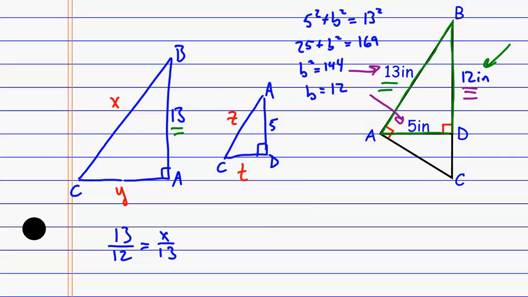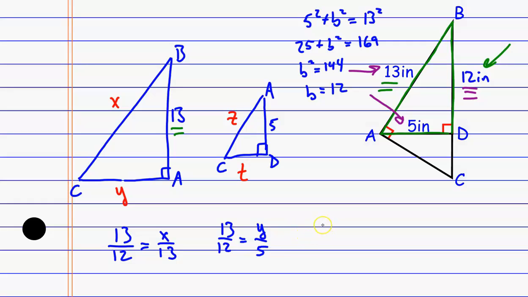So there's a proportion that allows me to solve for x. I can do the same thing with y. If I do y, I could set up the same proportion. 13 to 12 equals y compared to the shorter side, which is 5.